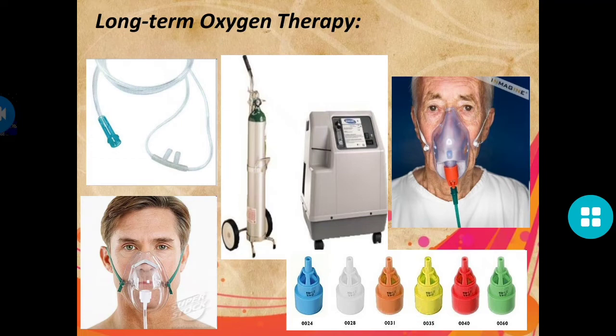That means it provides 2 liters of oxygen per minute. White one, 4 liters of oxygen per minute. Orange, 6 liters of oxygen per minute. Yellow, 8 liters of oxygen per minute. And red is 10 liters of oxygen per minute. And green means 15 liters of oxygen per minute. These are the color codes which we use in the hospital.